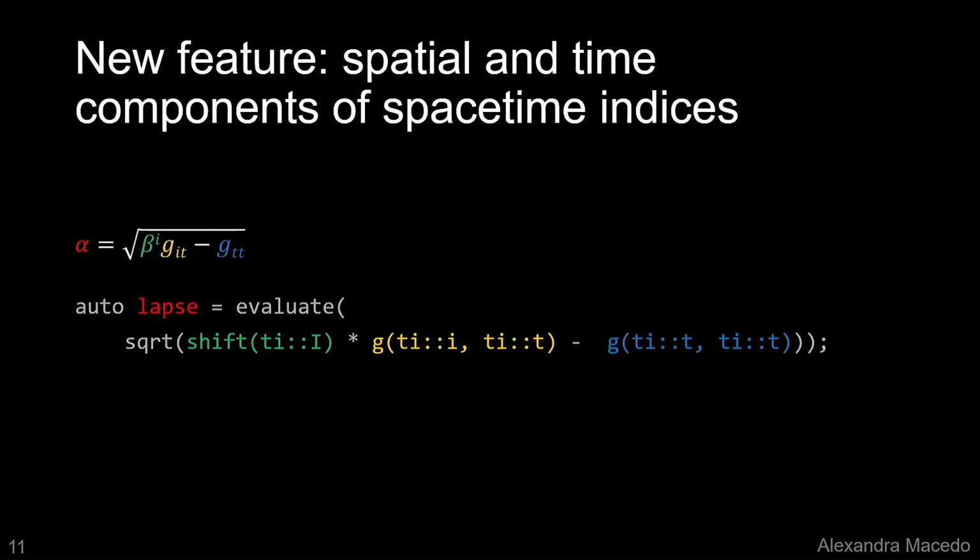One other feature that these tensor expressions provide that's new that we'd like to highlight is that it also allows you to specify if you would only like to refer to the spatial components or the time component of a spacetime index. So in this example, G is the spacetime metric, and using the suffix I, J, or K on that first argument indicates to the tensor expressions I only want the spatial components, and the suffix T indicates I just want the time component.